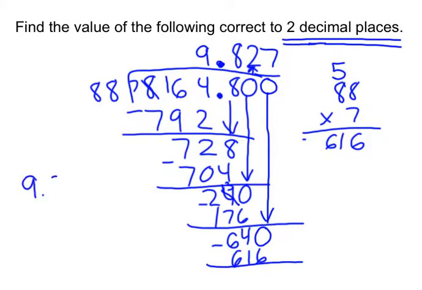So 9.827 was the answer I got, which is about... my 7 is going to tell me that I need to round up. So it's going to come to 9.83.